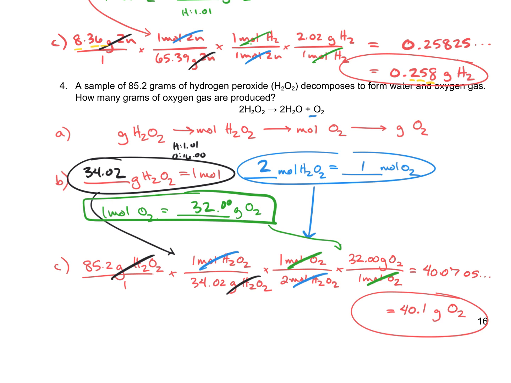After you've set up your multiplication so that the units cancel, you multiply all the way across the top, and then you multiply all the way across the bottom, and then you divide the top by the bottom. The number 40.0705 does end up rounding, so this place value gets rounded up because of the 7, and the final answer would be 40.1 grams of oxygen.